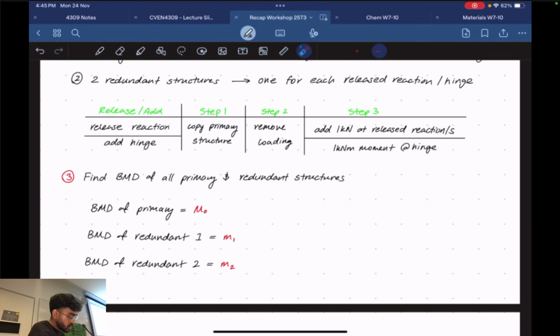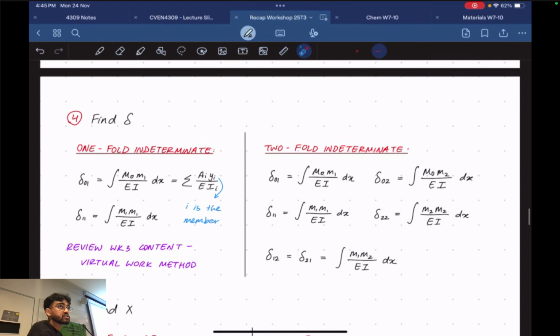Okay, now finding your deflection. So this is the second step. As I already said, you can use the graphical method or the integration way. Up to you. This is the same thing as the virtual work method. So use the principle of virtual work method for force and flexibility.